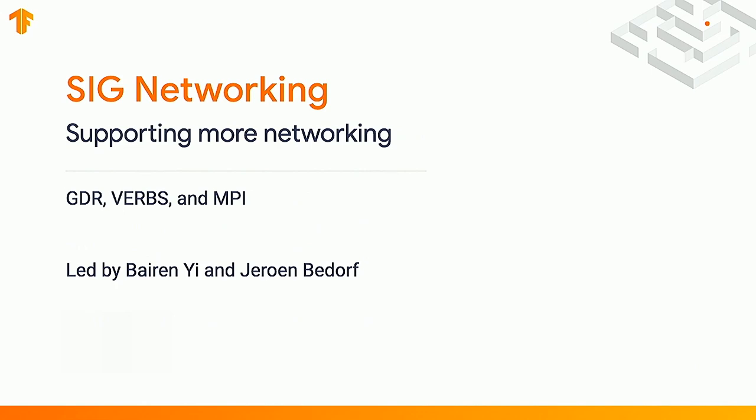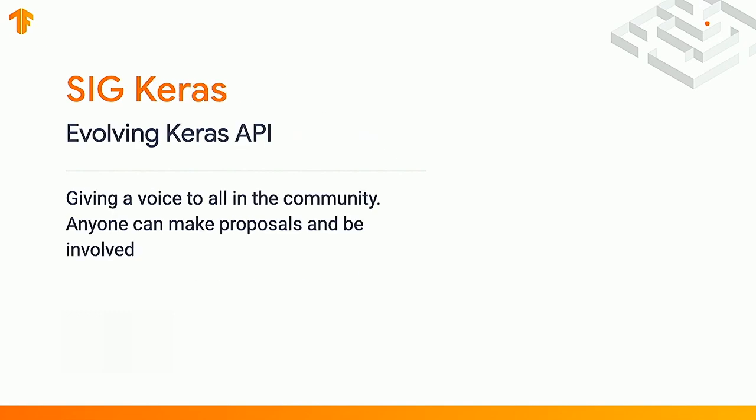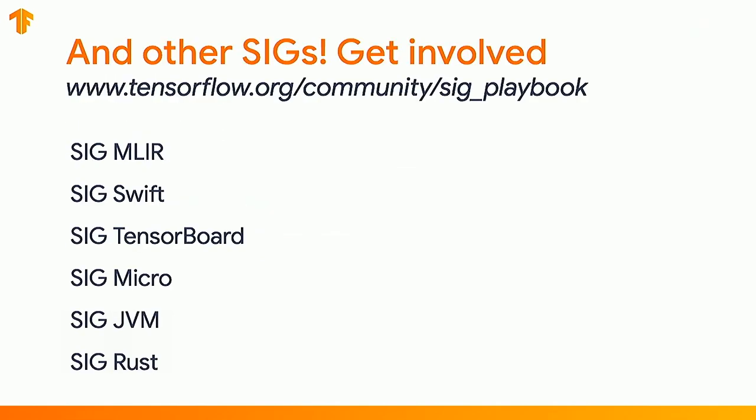And as we all know, high-performance computing resources require lightning-fast interconnectivity, and the SIG networking focuses exactly on that, on building more network support for TensorFlow. This is an initiative led by Baron Wei and Jerome Bedorf. And finally, the SIG Keras. We've added this SIG to continue to improve the Keras API for TensorFlow. So those are some of the SIGs that you can join, but we also have, like I mentioned before, the other SIGs that are also Google-led, but with an open philosophy.